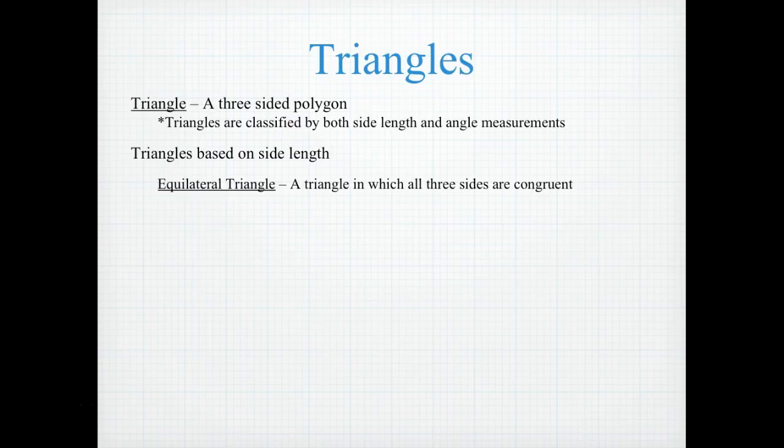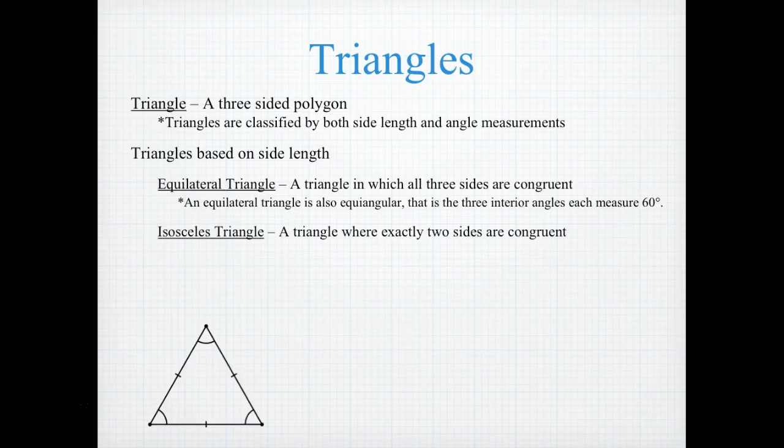The first type of triangle we're going to discuss is an equilateral triangle, and that's a triangle where all three sides of the triangle are congruent. An equilateral triangle is also equiangular, meaning that all three angles are congruent. So an equilateral triangle has three congruent sides and three congruent angles. And the measure of those three interior angles each equals 60 degrees.